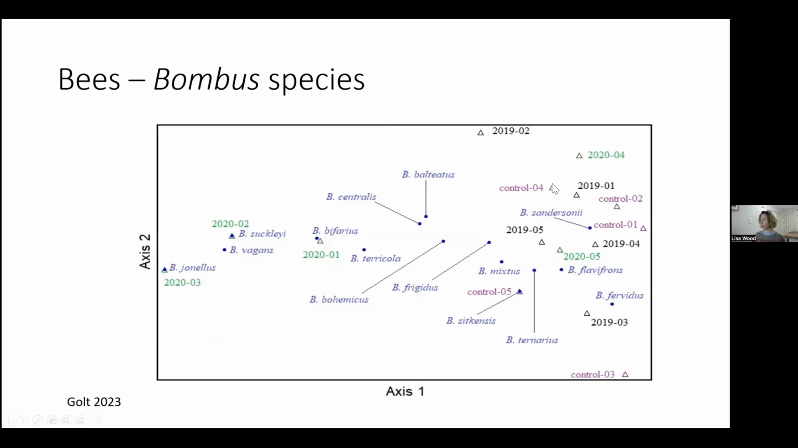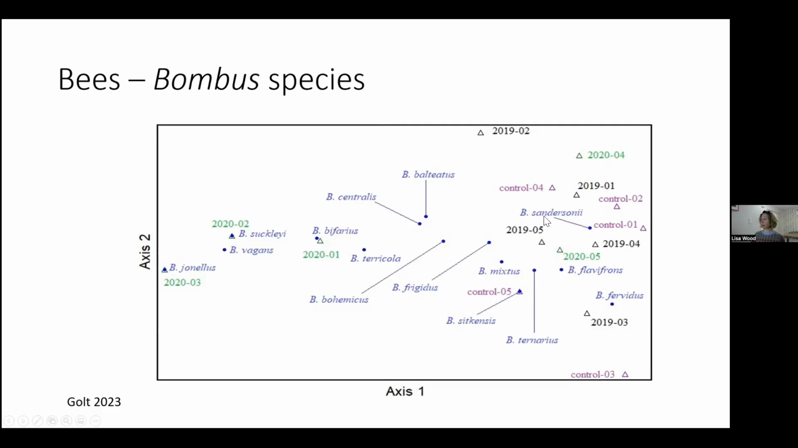So what we have here is you'll see that there's some purple or pink, however your eyes see that color. There's some that say control. So those are our control blocks. And there's some that say 2020. So those are 1 year after treatment, and some that say 2019. So that's 2 years after treatment of glyphosate.